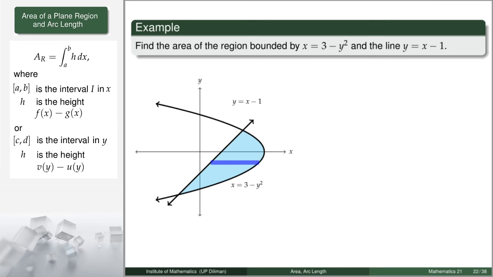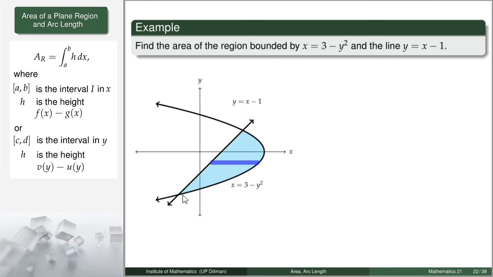We need to find c and d here, and to find them, we will note that c is the lowest value of y. A very common mistake here is that because we are so used to using x, we forget that c and d are values of y.